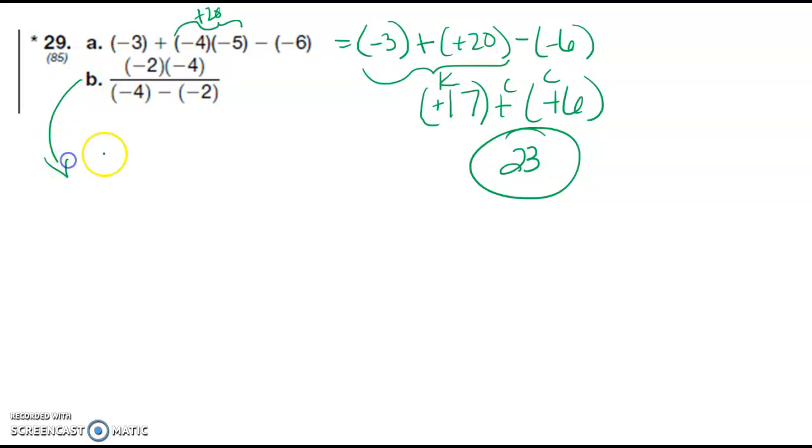On B, we're going to multiply these first 2 here. Negative 2 times negative 4 is a positive 8. And then on the denominator, we're going to keep change because it's a subtraction problem. So we change this and change this. Negative 4 plus a positive 2. Opposite signs, we subtract and take the sign of the larger. So I have negative 2. Positive 8 divided by negative 2 is negative 4.